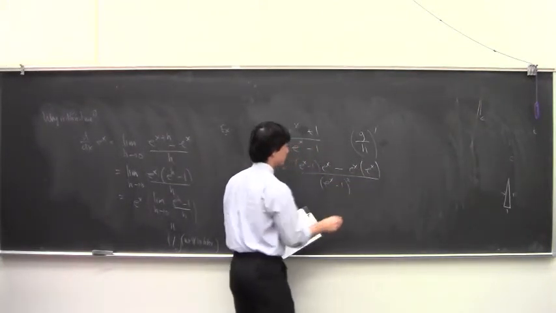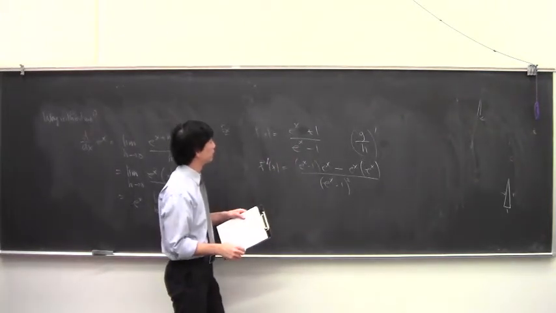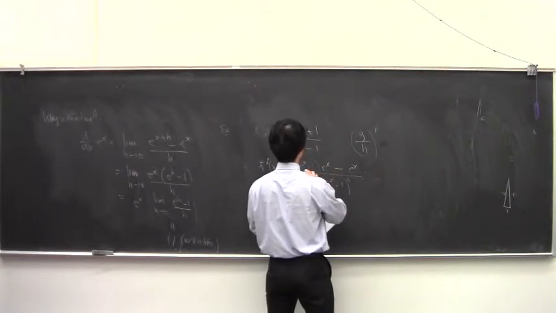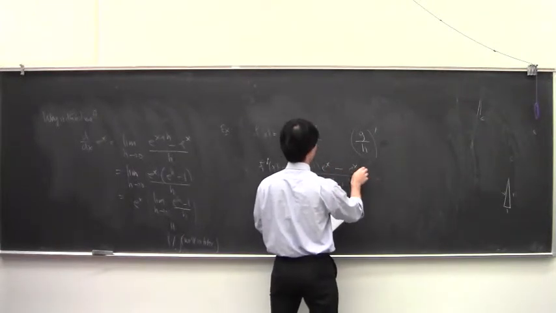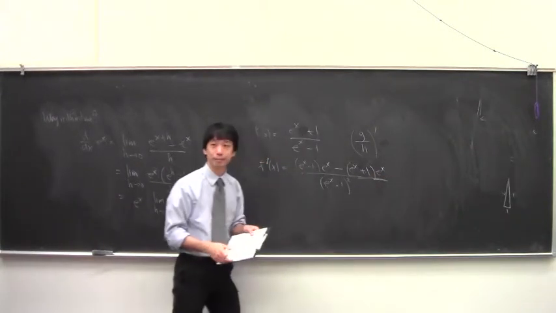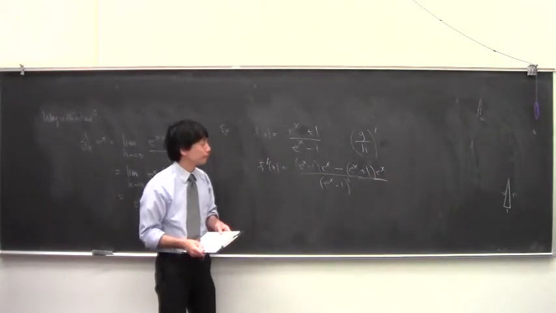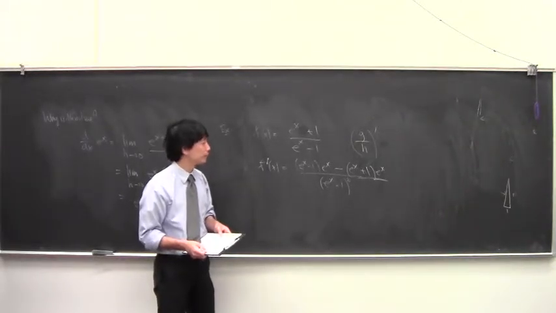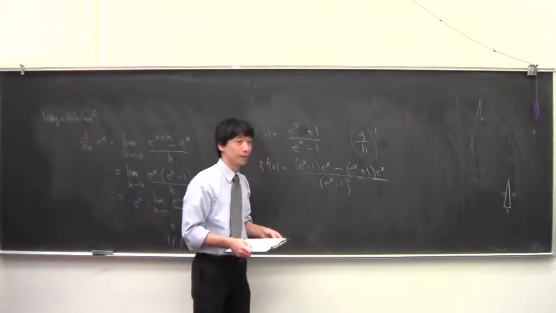You missed the x plus one. Oh, thank you. Bottom times the derivative of the top minus the top times the derivative of the bottom over the bottom squared. And you can simplify it further if you like, but that's it.